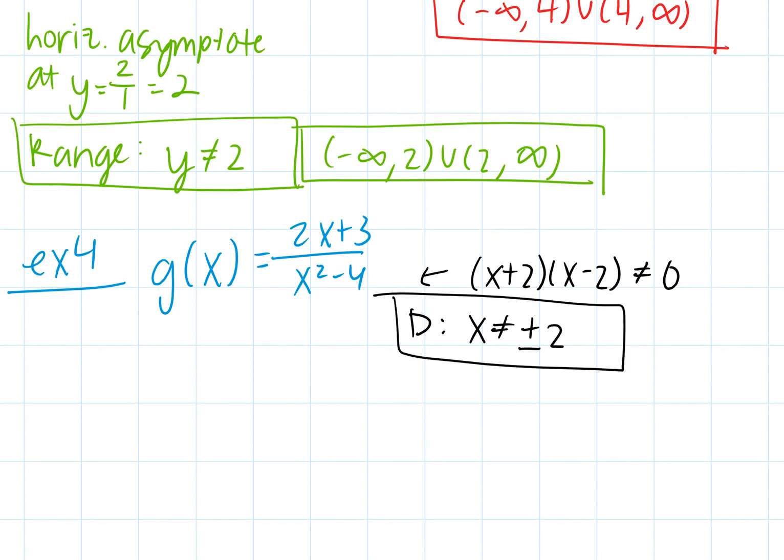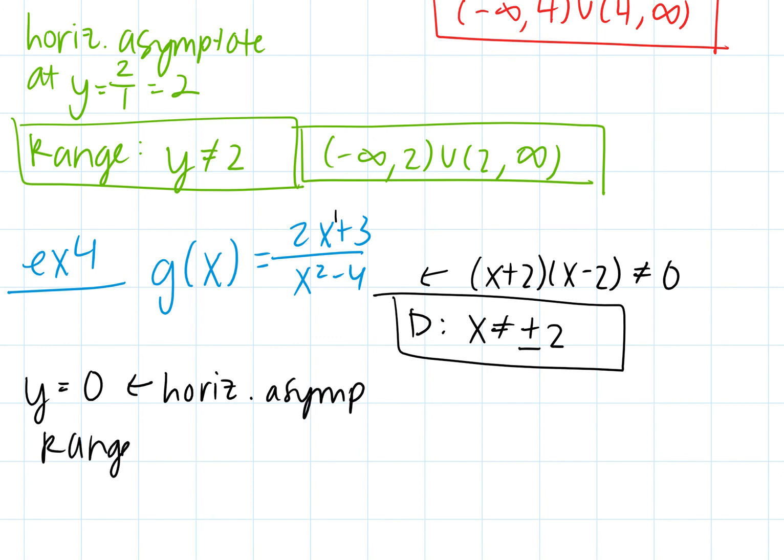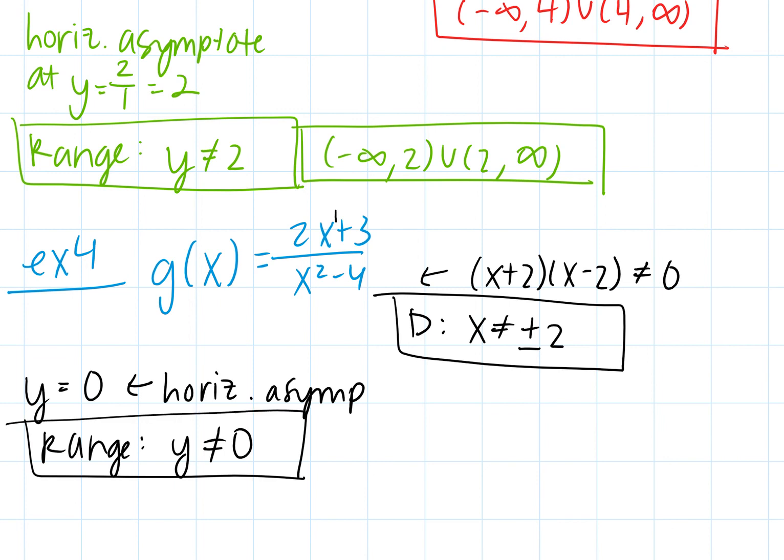And we're looking at the horizontal asymptote. I see that the denominator has a greater degree than the numerator. So as x approaches positive or negative infinity, the y values will approach 0. This is my horizontal asymptote, which means that the range is y is everything other than 0. That's the y value you can't have.